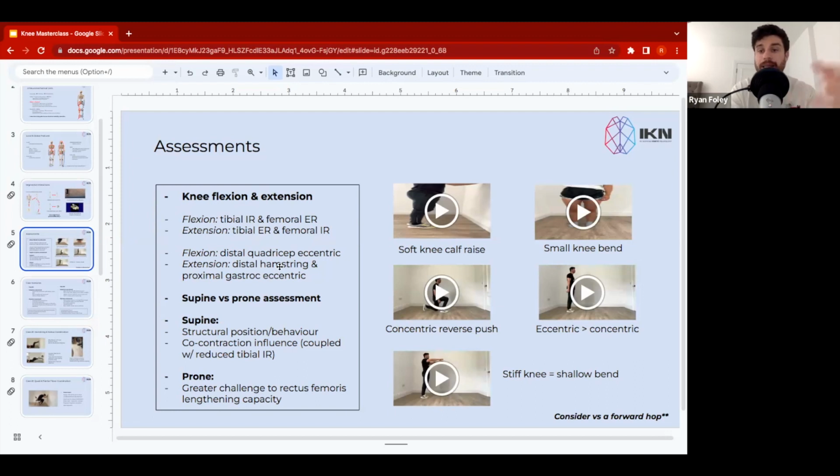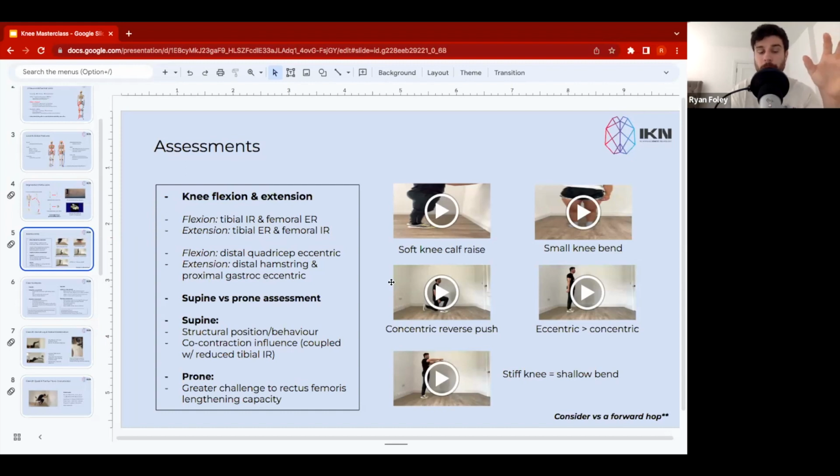When we're looking at extension passively, we're looking at the tibia's ability to externally rotate relative to an internally rotated femur. Now, this is important to express that screw home mechanism, but we also need the distal hamstrings, for example, the proximal gastrocnemius, to express that eccentric behavior as well. There's other muscles that need to lengthen here too, but those are two key ones that we need to be able to express the capacity to lengthen. Now you may also have to look at tibial internal rotation and external rotation in isolation as well to get a better insight into what's happening between the tibia and the femur.